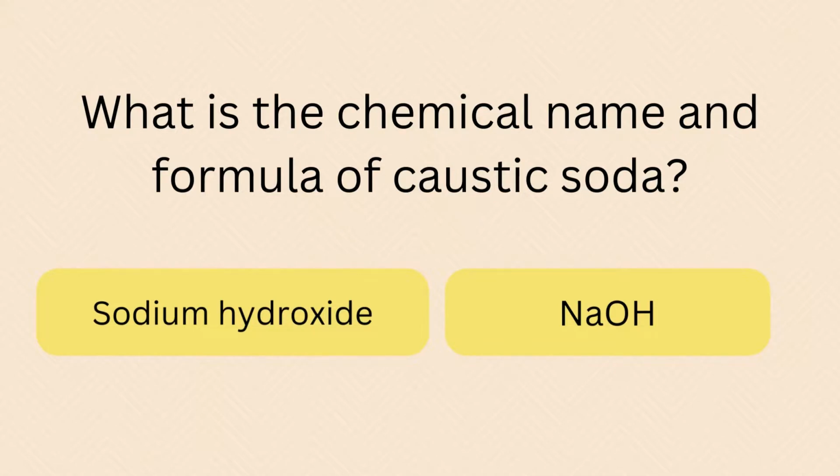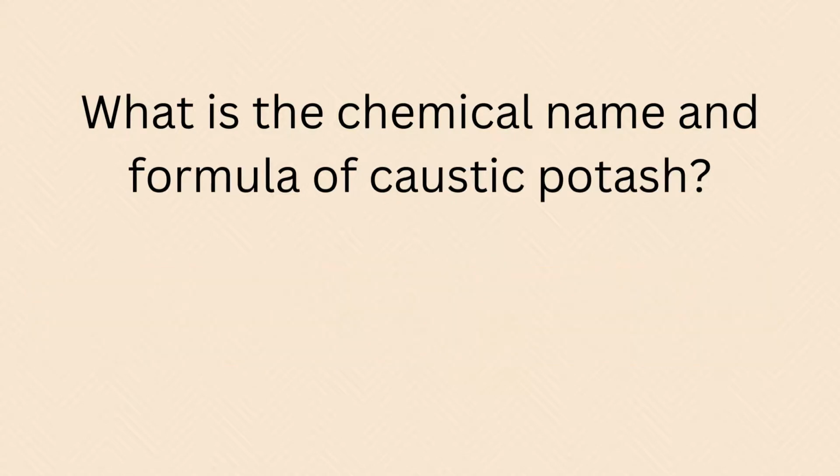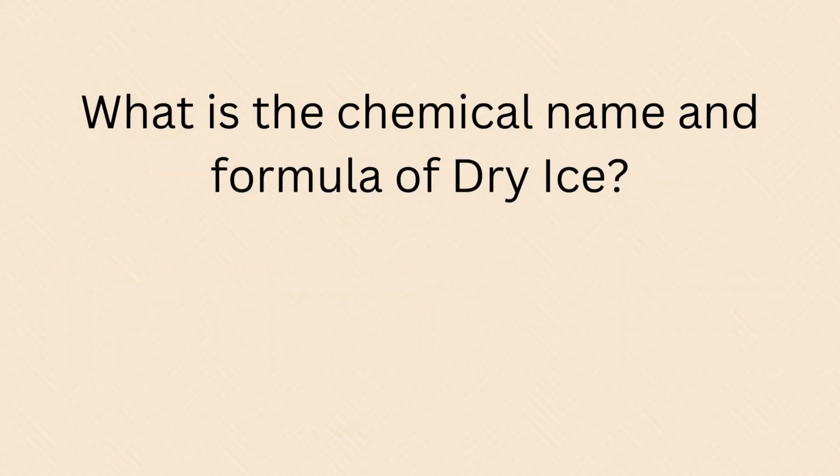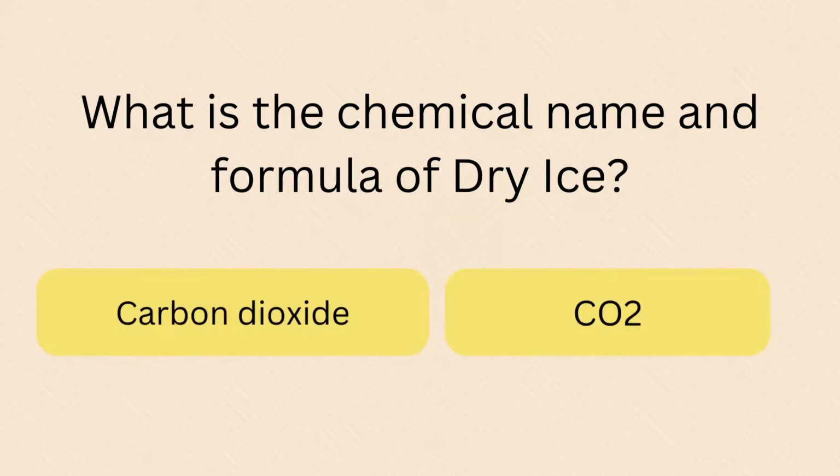Next one. What is the chemical name and formula of caustic potash? Answer. Potassium hydroxide. Potassium hydroxide is commonly called caustic potash. The chemical formula is KOH. Next one. What is the chemical name and formula of dry ice? Carbon dioxide. So the solid form of carbon dioxide is called dry ice. And the chemical formula of this carbon dioxide is CO2.